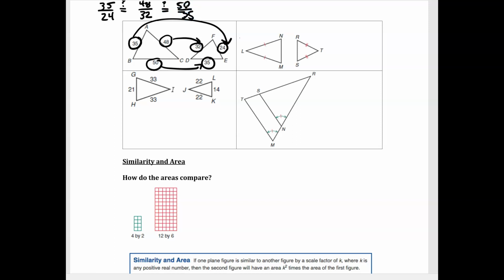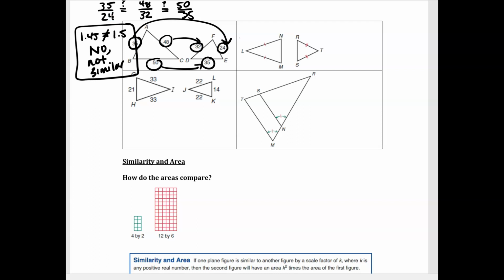And what you could do is take your calculator and divide those, okay, and see if they're the exact same. So 35 over 24, we get 1.45. 48 over 32 is 1.5. We can see that those numbers are not the same. They're really close, which is why these figures do look similar, because the scale factors are really, really close, but they're not the same. So you're going to say no, not similar. And we weren't given angles, so we're not even going to talk about the angle-angle property. So we're just looking at the sides.